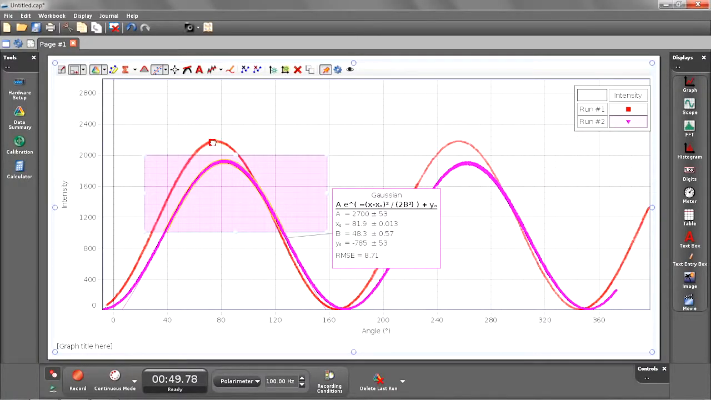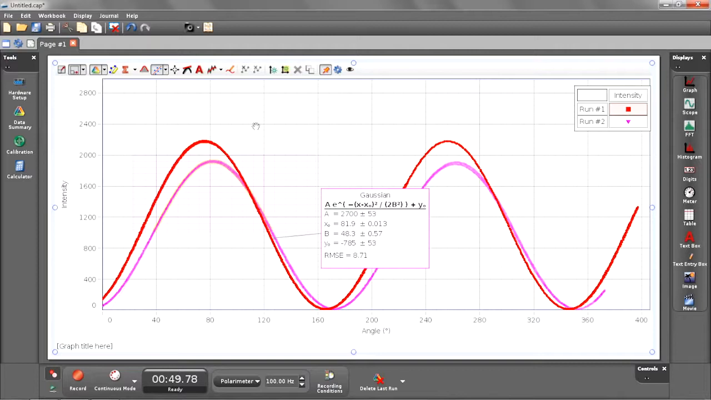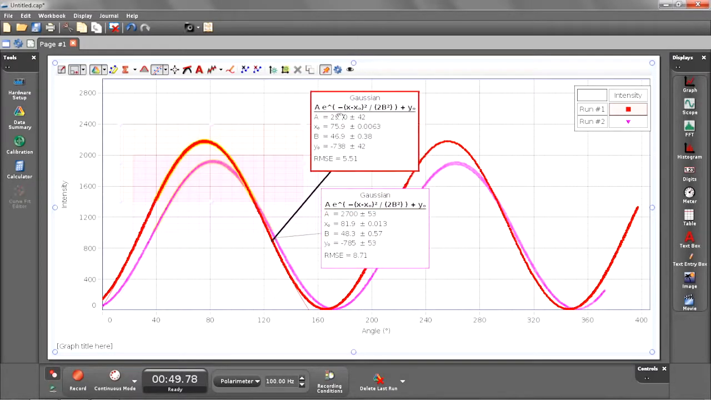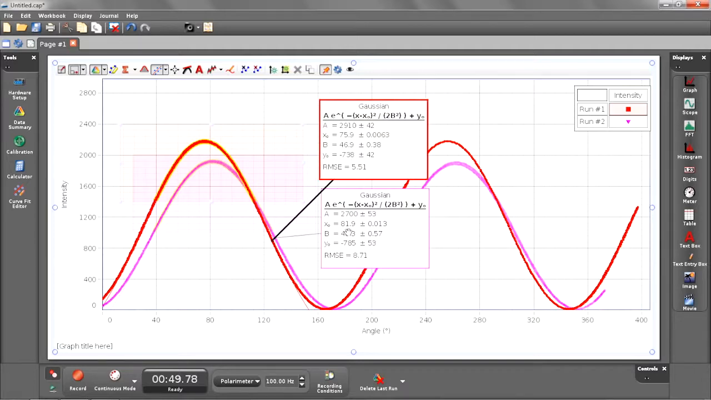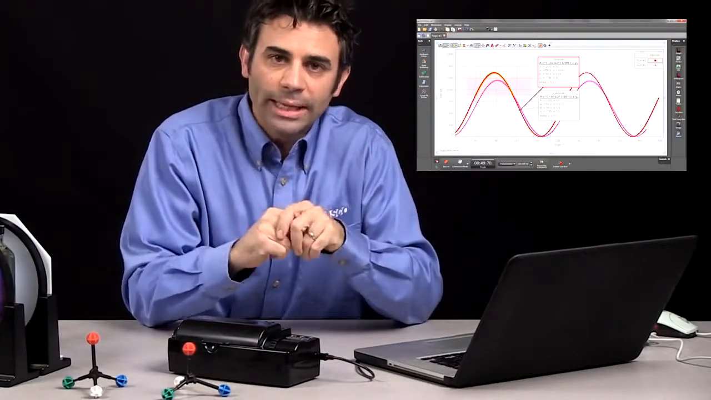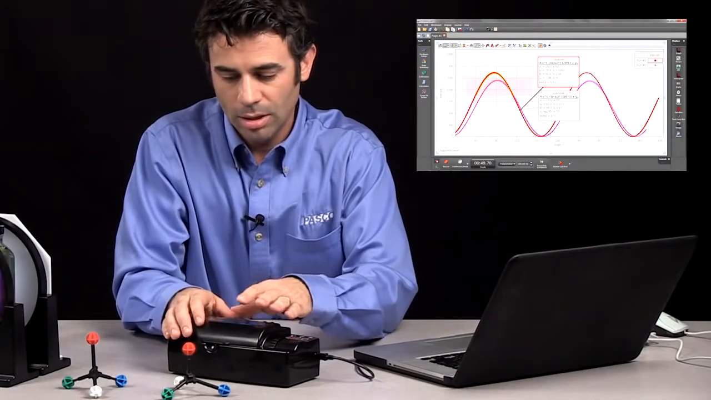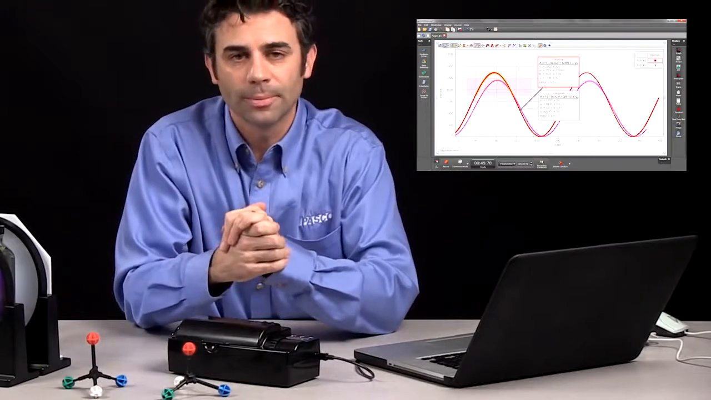Now I'm going to do the same thing with my first run, which was the blank, which was water. I'm going to highlight some data. I'm going to turn on my fit again. And now I have my Gaussian fit for both of those samples. So I have my blank water, the sort of zeroing or blanking based on the water, was at 75.9 degrees. And the rotation for the sample of sugar was at 81.9 degrees. So it looks like based on the concentration of sugar in there, I had a 6-degree rotation.